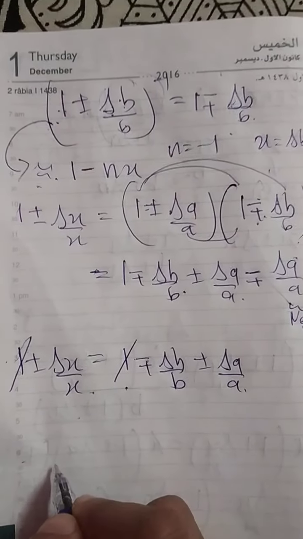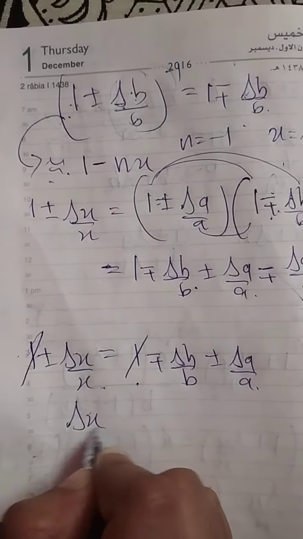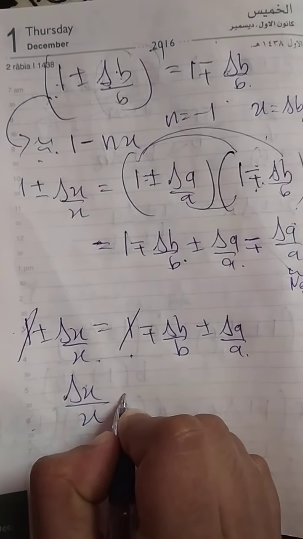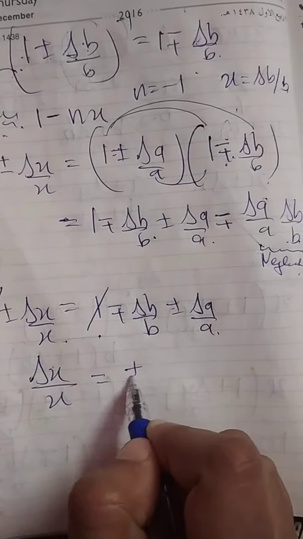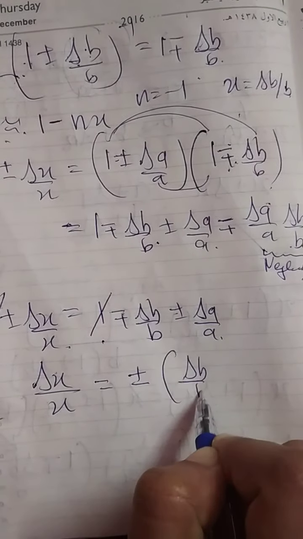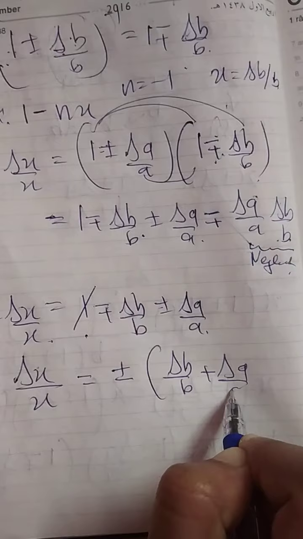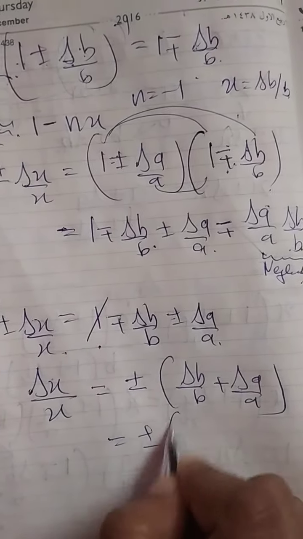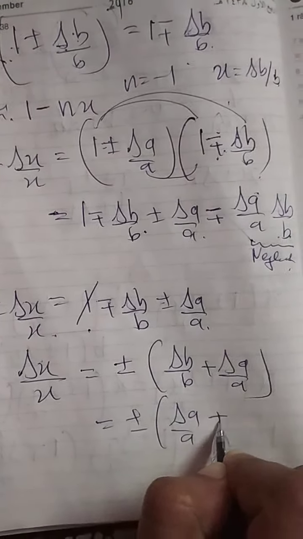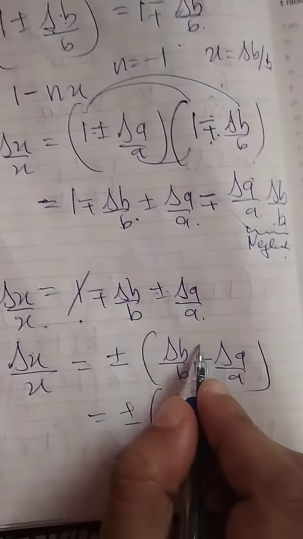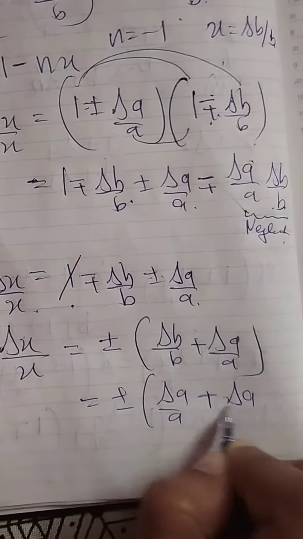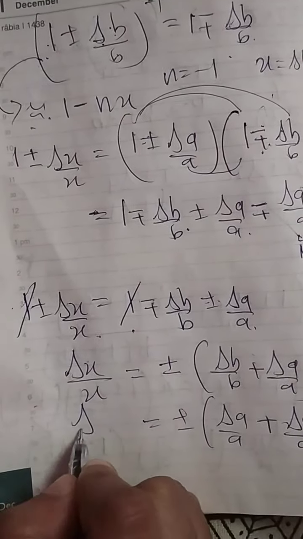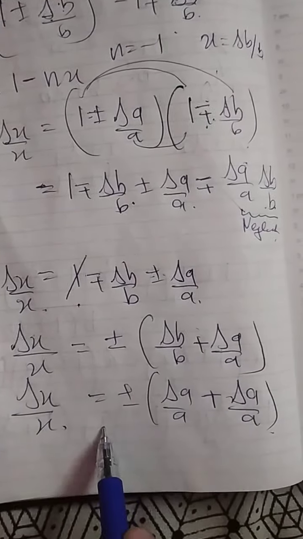Minus minus cancel, 1 cancels out, and then we are left with delta x over x equals to, can we take out plus minus common, so we are left with delta b over b plus delta a over a, or we can write it simply delta a over a plus delta b over b, you just take out plus minus common. So in maximum value, you want the maximum possible error, so the maximum possible error when you add the two things. Okay, delta x over x, so maximum possible.